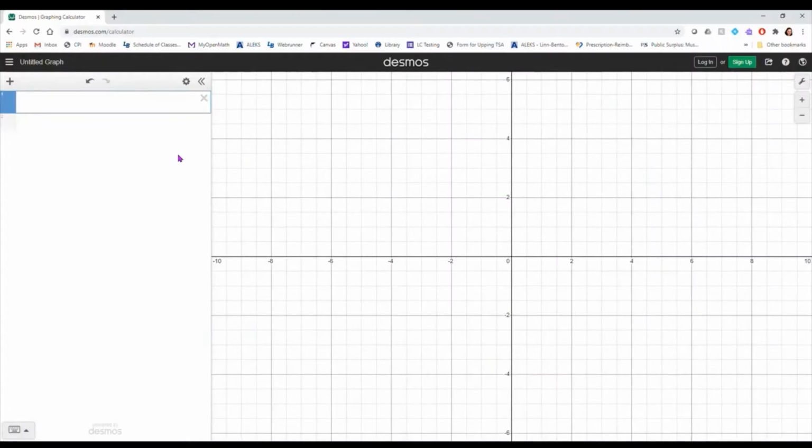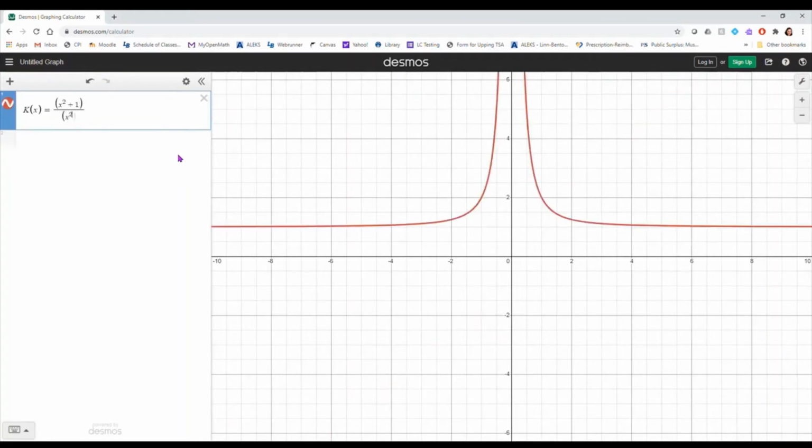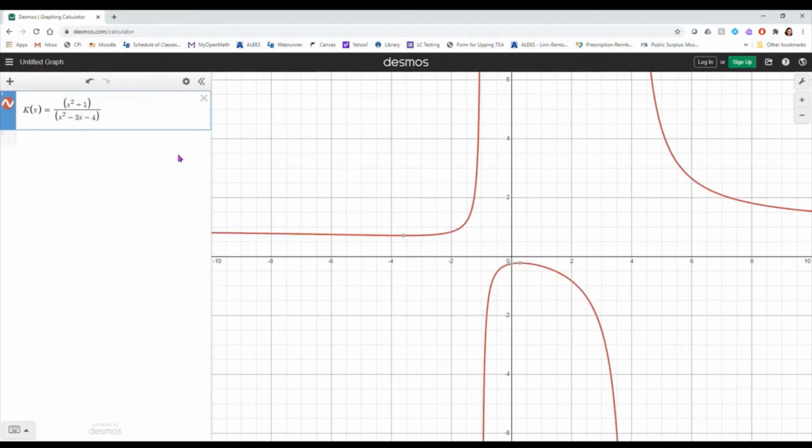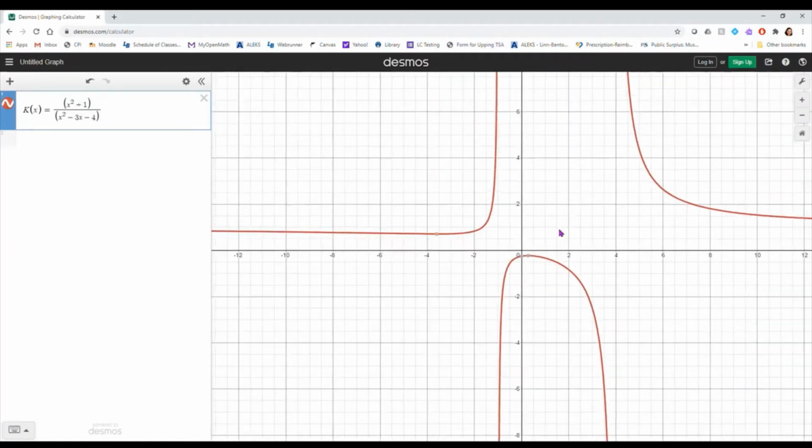All right, here we are in Desmos. Let's go ahead and graph our example 4. So k of x equals, in the numerator, make sure you use parentheses to get this to work out just right, x squared plus 1, divided by x squared minus 3x minus 4. And there's the graph of our function. That looks pretty good, actually.